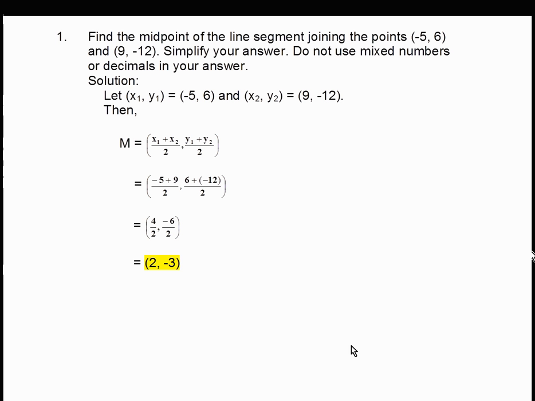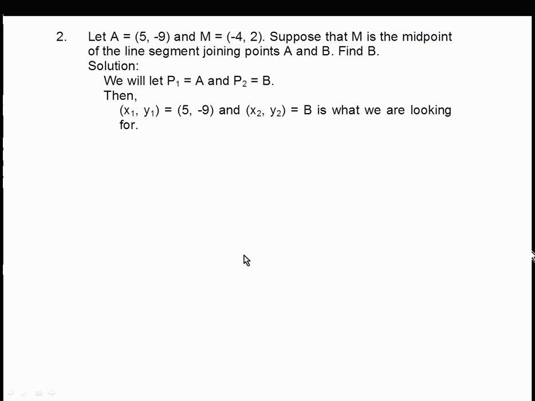To add some variety to this, otherwise it's just add some numbers, divide by 2, let A be the point 5, -9. Let M equal the point -4, 2. Suppose that M is the midpoint of the line segment joining the points A and B. Find B. In this one, you're given the midpoint and one of the endpoints, and you're asked to find the other endpoint. So P1 will be A, and P2 is going to be B. I'm looking for P2. So x1, y1 is 5, -9. x2, y2 is B. We are looking for B.